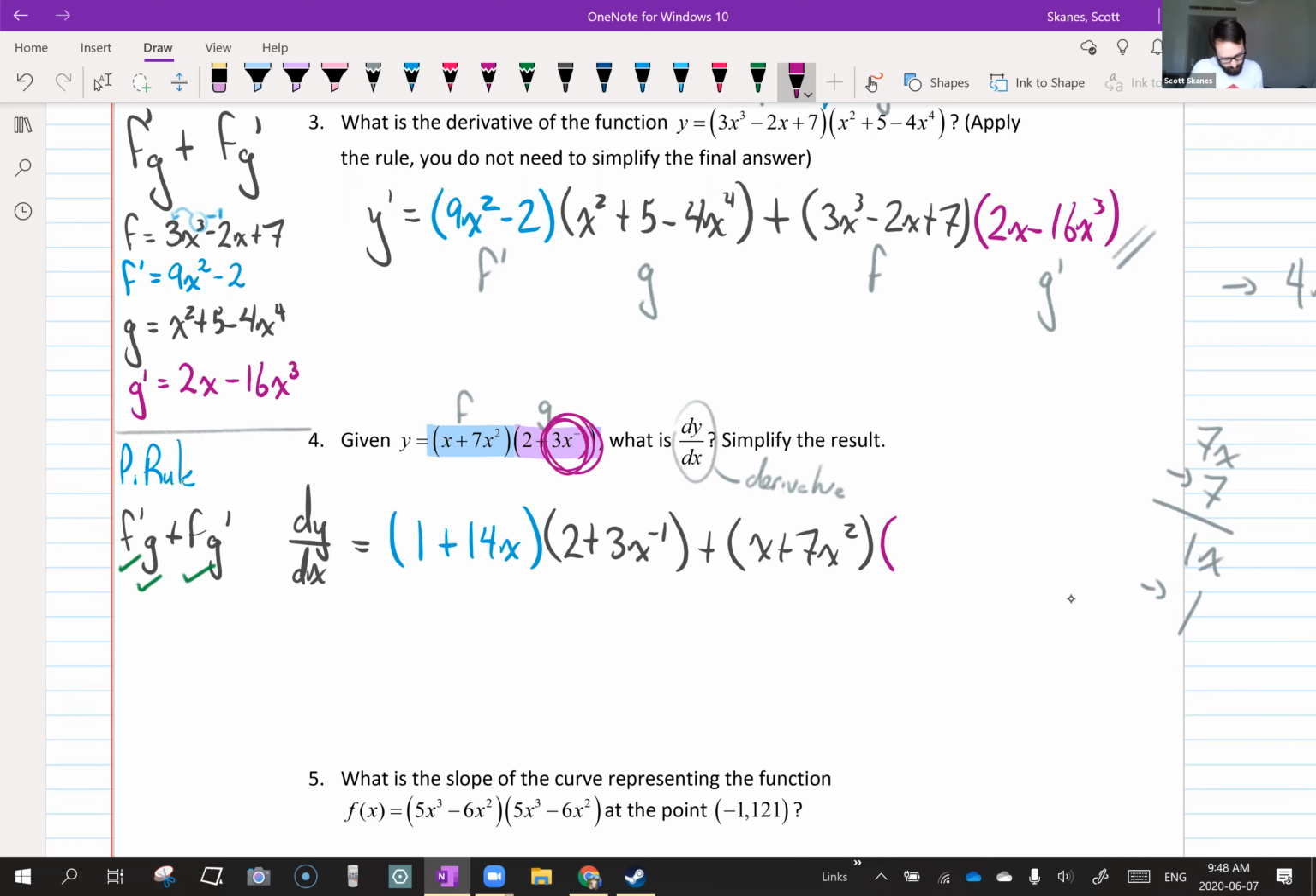What's the derivative of negative 3x to the power of negative 1? Well, that's negative 3x to the power of negative 2. That's all it is. The negative 1 comes down, makes it negative 3, reduce the power by 1. So it's already negative 1. If we take another 1 away, we get a negative 2. Negative 1 minus 1 is negative 2. So once again, this is f prime g plus f g prime.